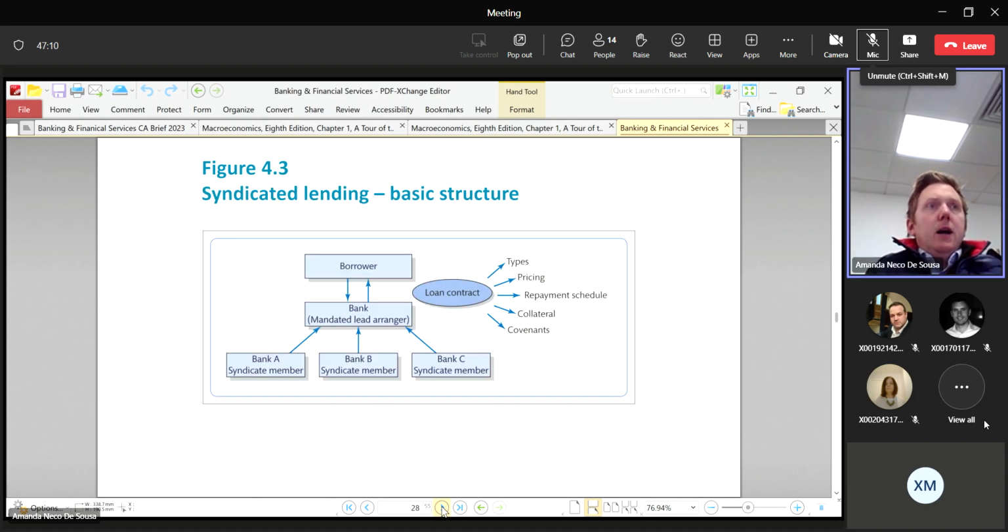Okay, then the concept of syndicated lending. Does anyone have an idea what syndicated lending means, or can give me a definition, given we covered it in lectures?